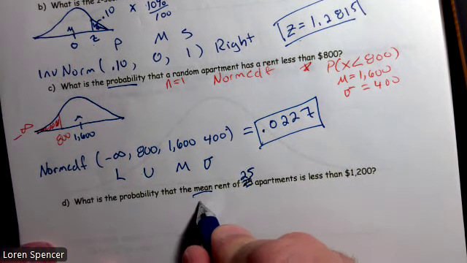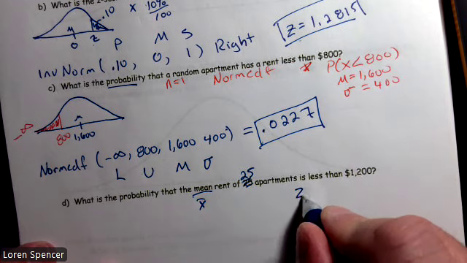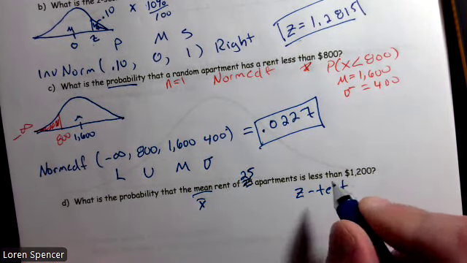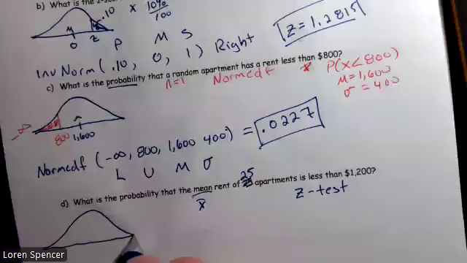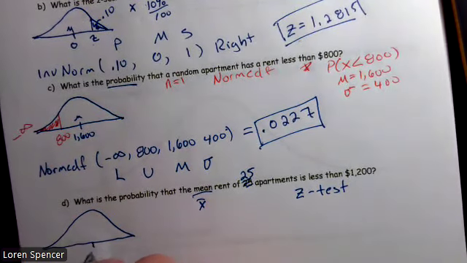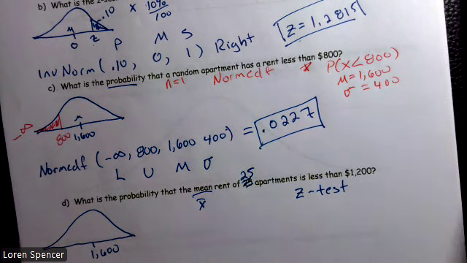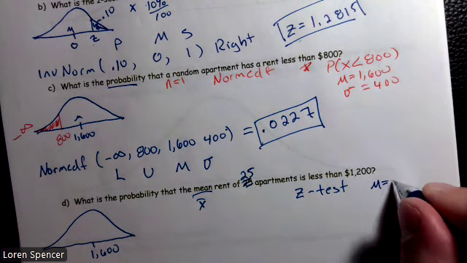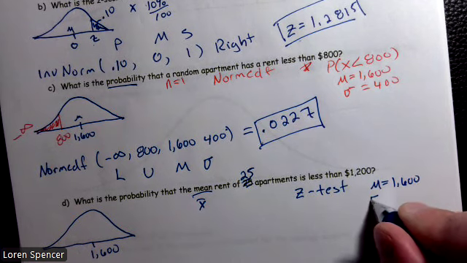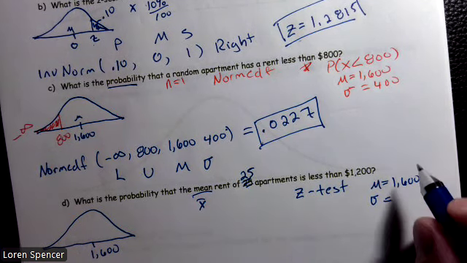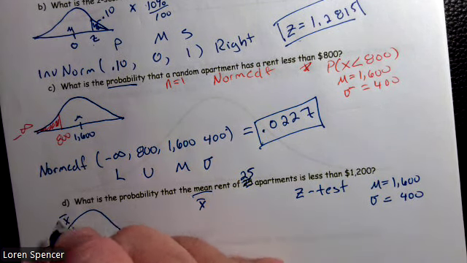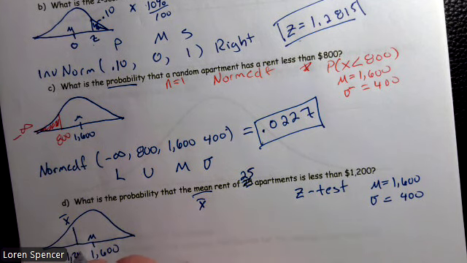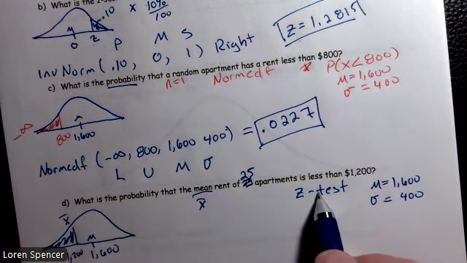Well, we're looking for the mean, which means we're looking for X bar. If we're looking for X bar, this is going to be a Z test. So let's draw a picture of what this is supposed to look like. Well, we know that the mean of the population is 1600 because they gave us that earlier, and I'm going to go ahead and note that down again. The mean is 1600. The standard deviation is 400. But we're looking for an X bar of less than 1200.